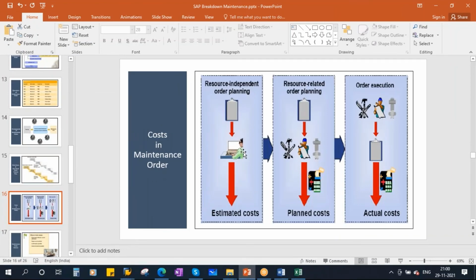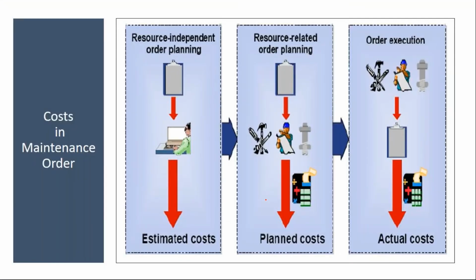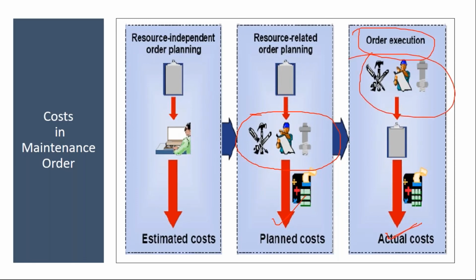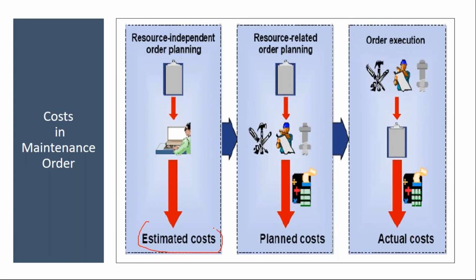Three types of costs will be there. We discussed already during the regular maintenance. Estimated cost will be entered by the user manually. Planned cost, the system will calculate when you create the order, provided you have all the finance settings in place. And actual cost will get calculated when you execute the order. So you have three types of cost: estimated cost, planned cost, actual cost.